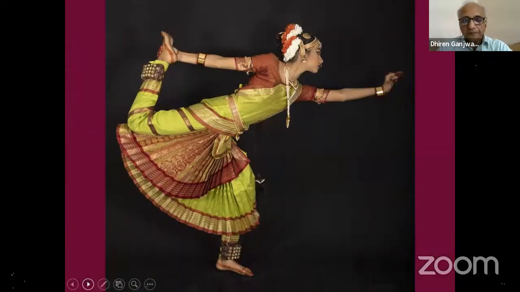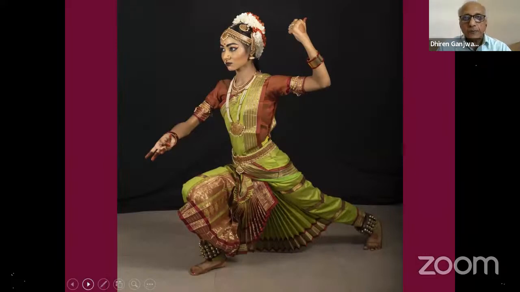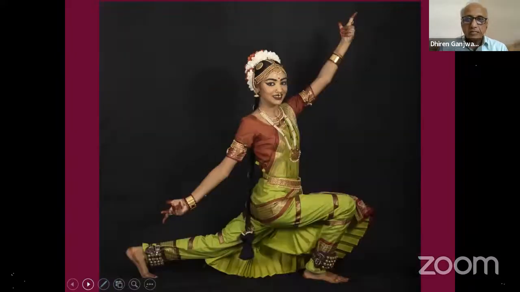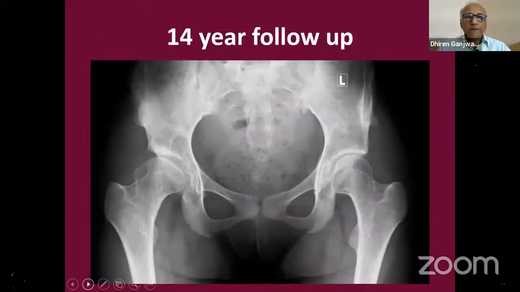Fortunately, after this, the child had a wonderful range of motion at the hip. And these are the pictures at 14-year follow-up, where we can see that this is what is the arangetral, where she's performing the dance. And these are the various poses, which shows that the functionality of the hip is really excellent. So these are the various postures. If we look at the X-rays, the function is really good.